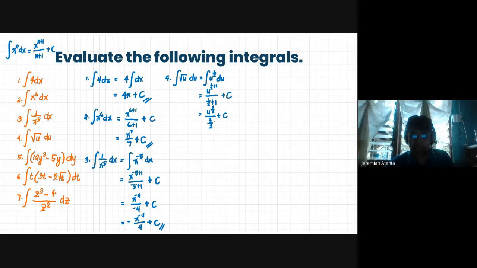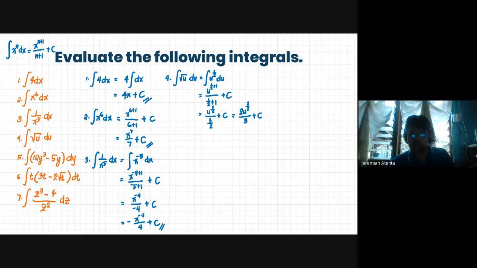And pwede natin yang linisin pa. We don't want to have a fractional denominator. So pwede nyo yang i-simplify pa. And this is just equal to 2u to the 3 halves over 3. Right? Plus C. Sir, saan galing si 2U?